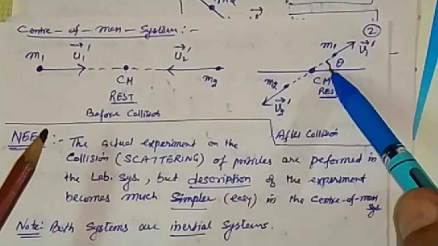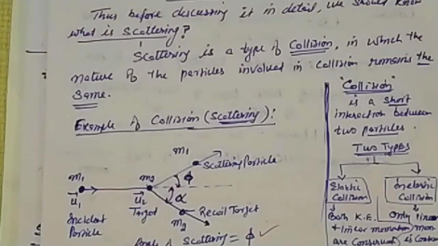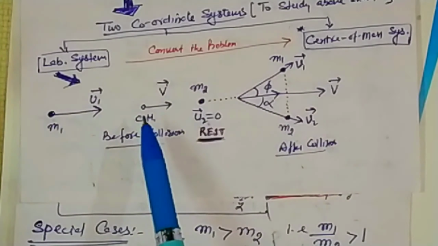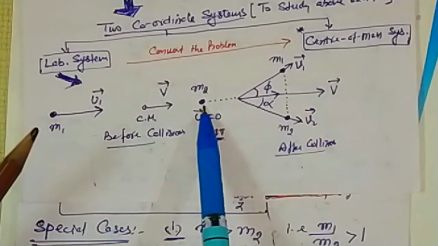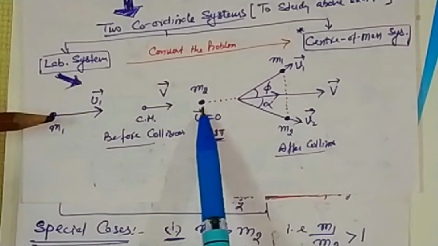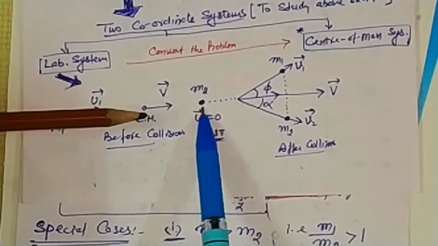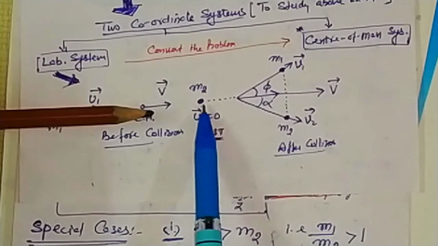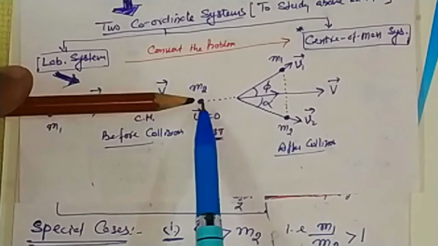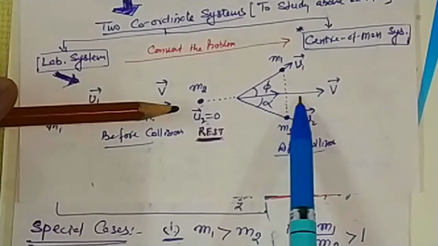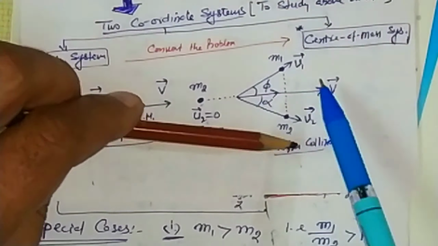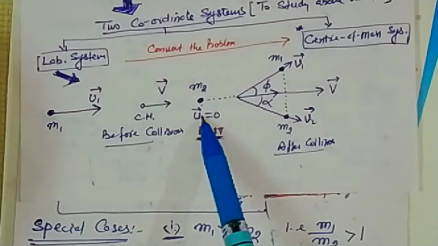And what about the angle of scattering in the lab system? That we have already discussed. So this is the lab system. In the lab system, the target is at rest. The incident particle is moving toward this particle, and as a result the center of mass is also moving in this direction. After collision, the direction of the center of mass remains the same, and this is the direction of the scattered particle, and this is the direction of the recoil target.